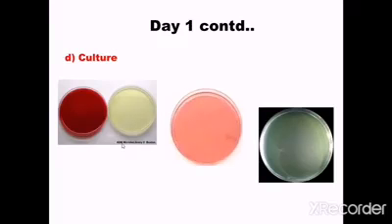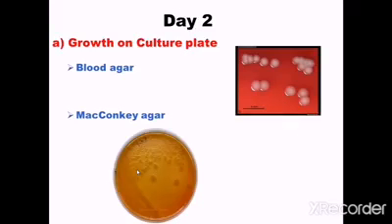Apply the specimens on specific culture media. For blood culture, you need to subculture this on blood and MacConkey's agar. In case of urine, on CLED agar. You can also apply certain selective media if you're suspecting Salmonella or Shigella infection. Incubate this overnight at 37 degrees centigrade, and on day 2 you will notice the growth on different culture media.